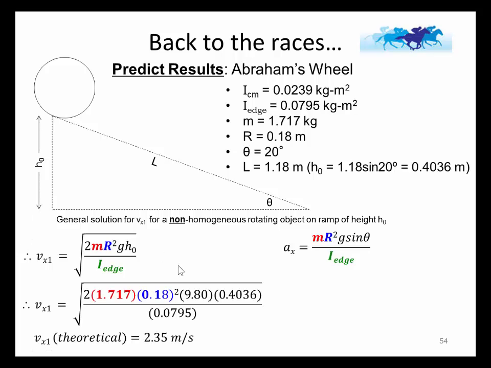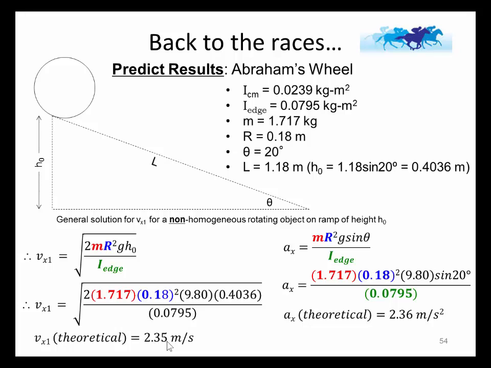And we can go ahead and plug in some numbers and find out our theoretical velocity. And this is for Abraham's wheel using non-homogeneous problem that we had here. I'm plugging in our results, and we have a predicted value of 2.35 meters per second for the final velocity. And for the acceleration, if we plug in our numbers, we found a theoretical acceleration of 2.36 meters per second squared. These happen to come very close to each other because it turns out the time in both these cases turns out to be exactly 1 second. So this is just a fluke that these two numbers ended up being so close to each other.